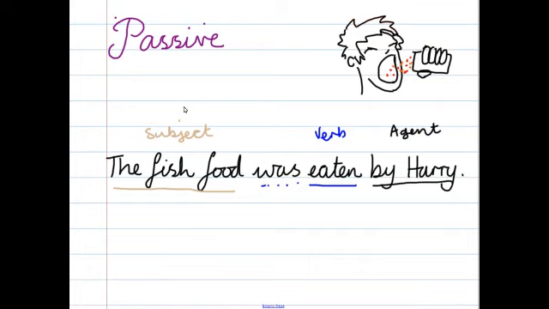So in the next video we'll look at how we can construct the passive form of a verb within a passive sentence from an active one, and in the video afterwards we'll have a look at why we use it, which is actually the most important part.